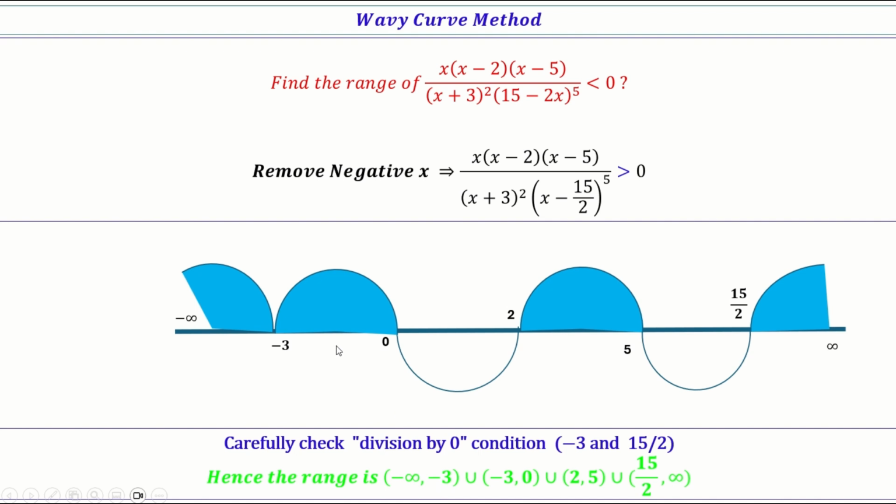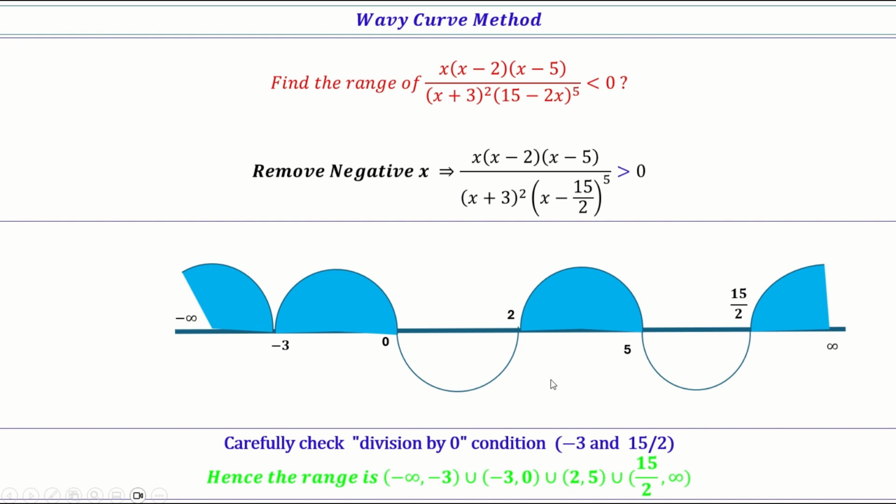Union with −3 to 0. I cannot make it minus infinity to 0, because in that case −3 is included. So I have to break it, and I have to exclude −3. That's the important thing to note down from this problem.